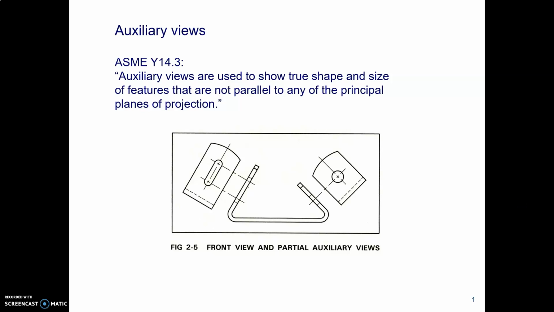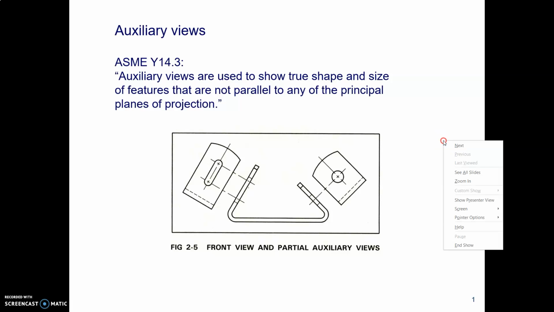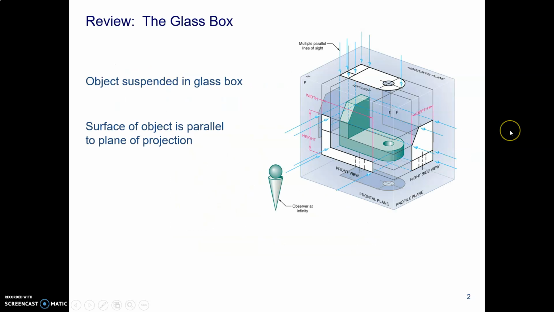Now let's give ourselves some practice doing auxiliary views. And you remember that ASME has a rule that features must be dimensioned in the views where they appear true size and shape. So if you have a part with sloping sides and features on them, you are going to need an auxiliary view in order to be able to dimension them.